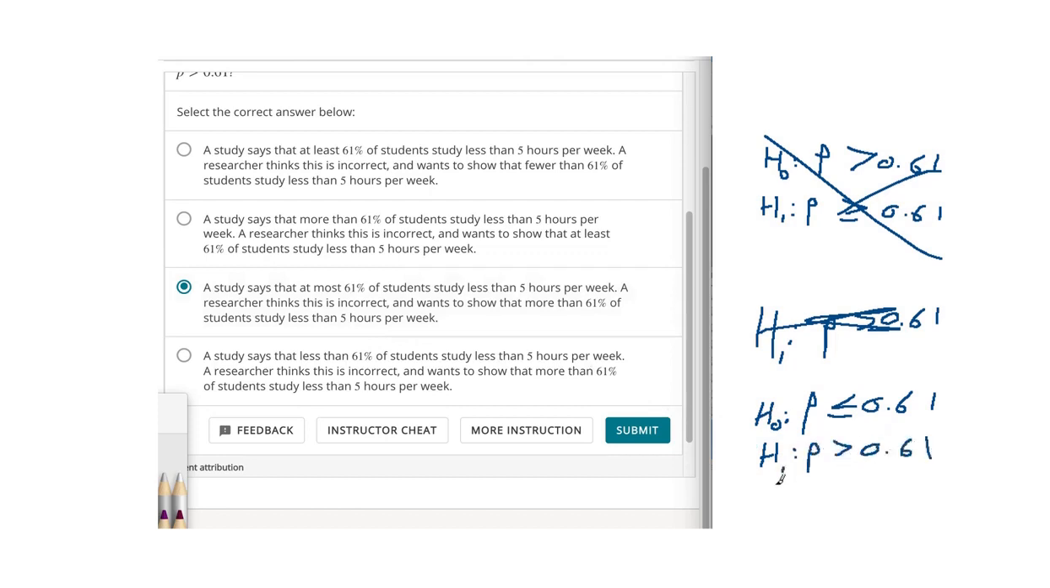So that looks good. Let me write this other one as a hypothesis. It says that less than 61%. So this H0 would be P is less than 0.61. That's what the previous study said. And the researcher is trying to test the claim that more than 61% of students. Man, those are tight. I haven't actually seen that be compared before, but I think we got to go with this one because it includes all options less than or equal to.